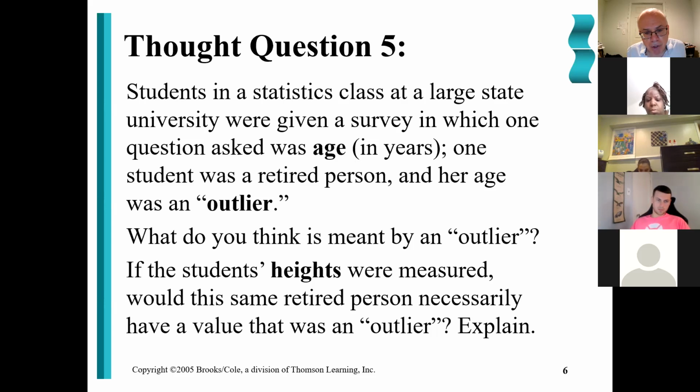It says, if the students' heights were measured, would the same retired person necessarily have a value that was an outlier? So in this case, it's heights. Do you think the retired person would necessarily be an outlier in that case? Well, their age would be, right?